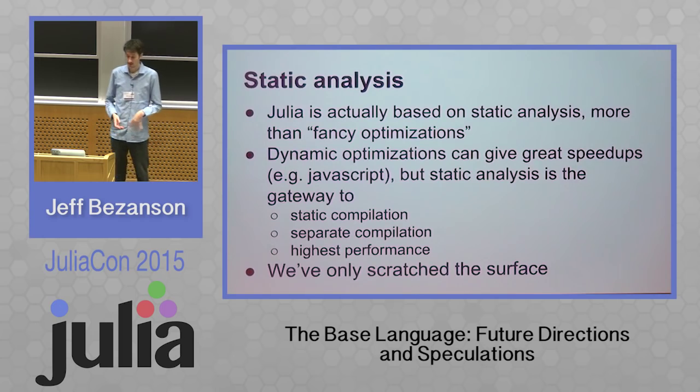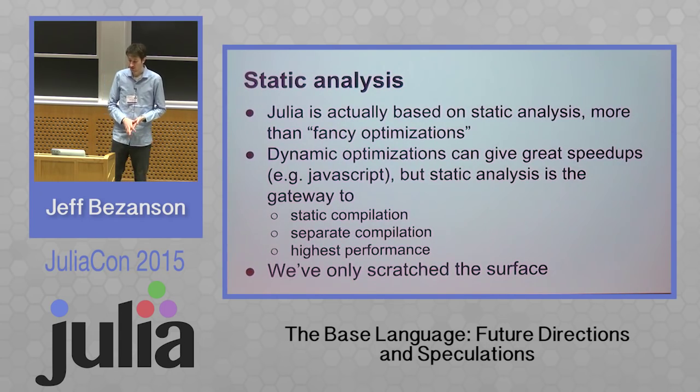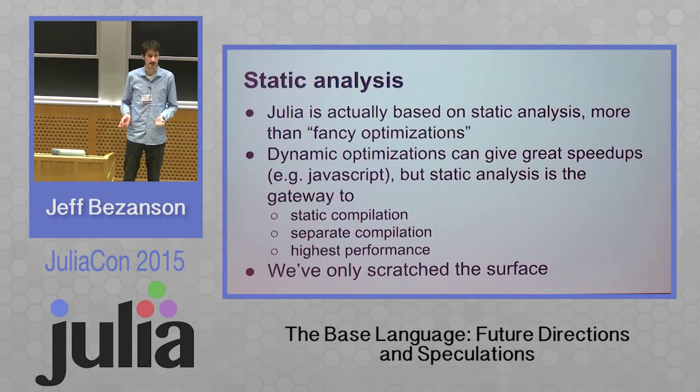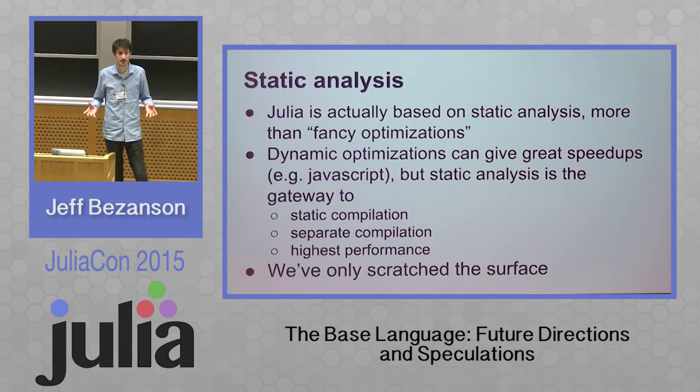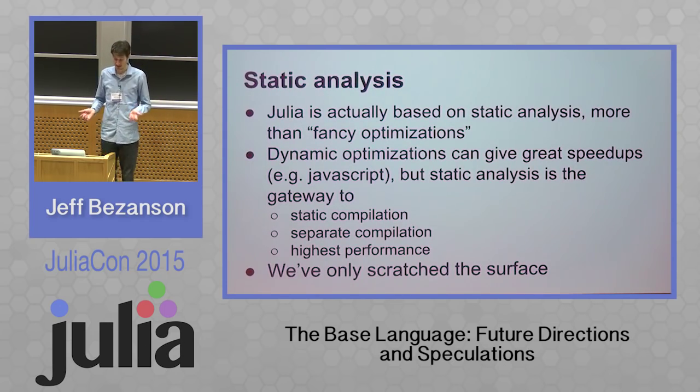Because ultimately, static analysis is what you're going to want. If you want the absolute highest performance, not just a factor of two or a factor of three, but as fast as C or faster, then you are going to need some kinds of program analyses. It's just unavoidable. And if you want to do static compilation, separate compilation, you're going to have some kind of static analysis. Some people want to run code and they don't want JIT compiling while their code is running. Maybe they're running on a machine where you don't want to have both writable and executable pages, right? So you need to be able to do something to address these things, I think. And so we do static analysis right now for type inference, but we've really only scratched the surface of what kinds of analysis you can do.